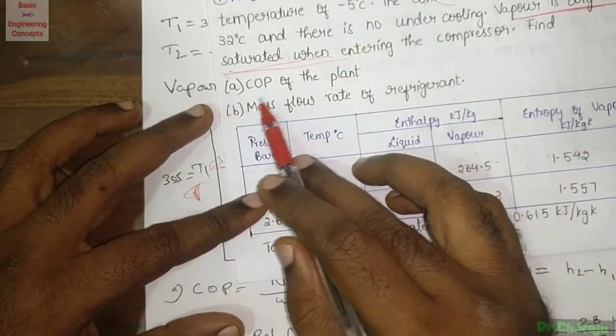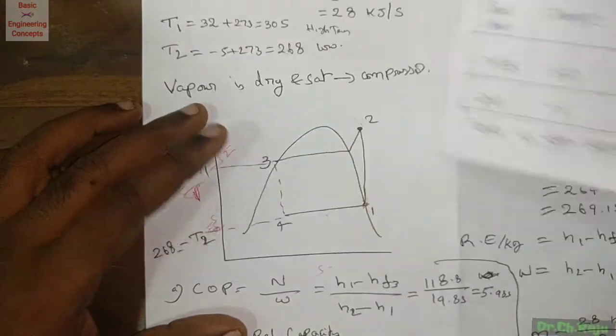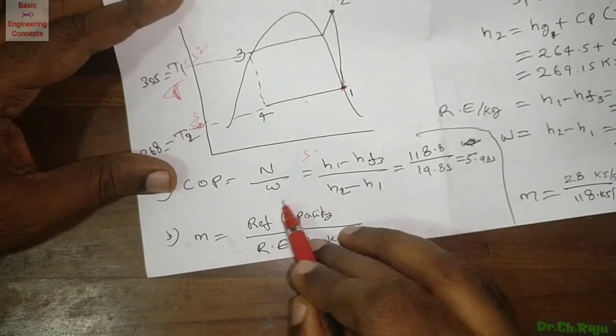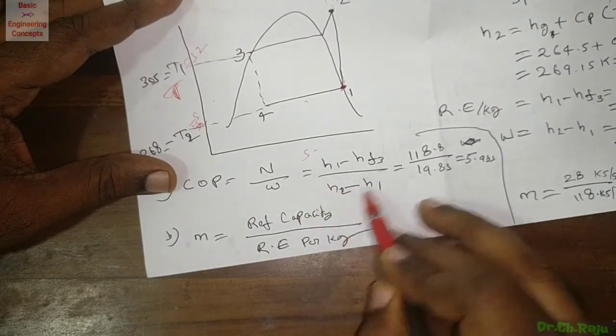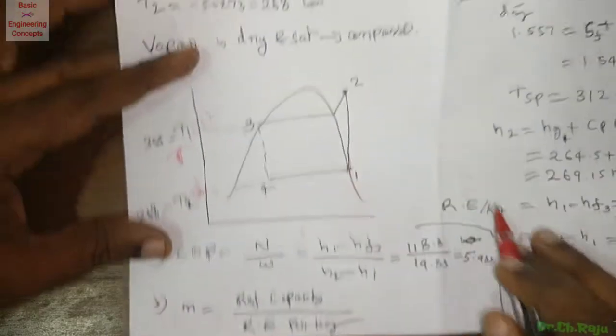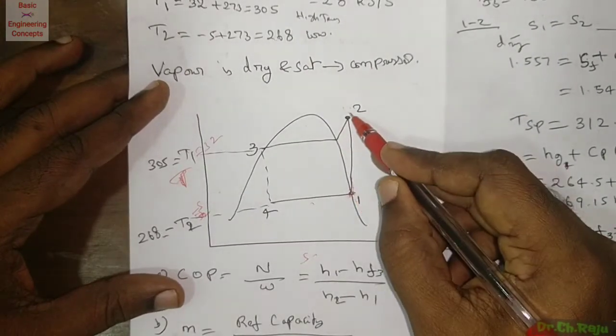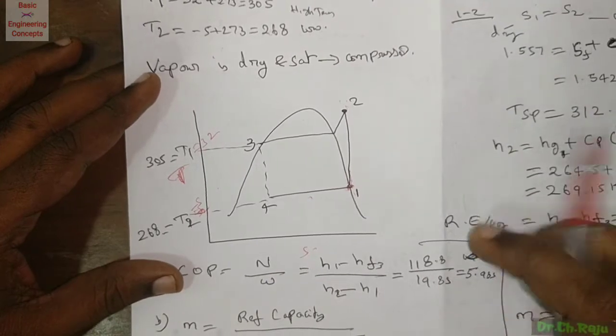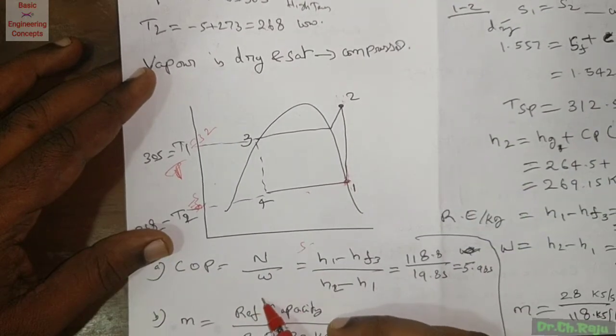In order to know the COP of the plant, the formula is COP equal to N by W, that is (H1 minus HF3) by (H2 minus H1). So the enthalpies at condition 1, condition 2 and condition 3 should be calculated before going to calculate the COP.